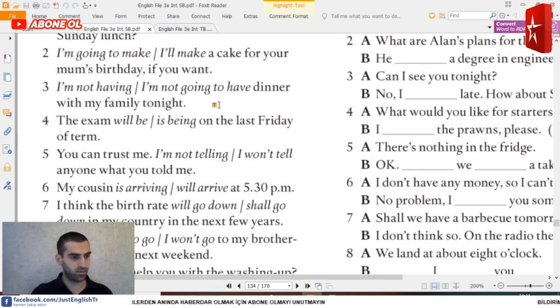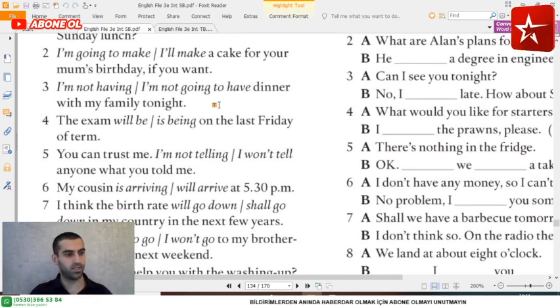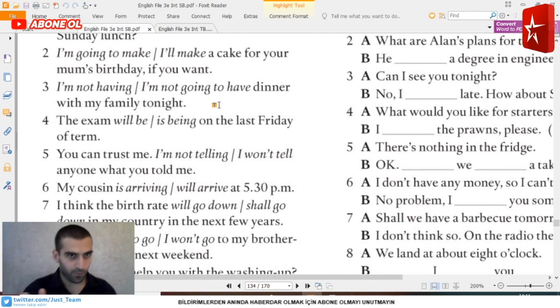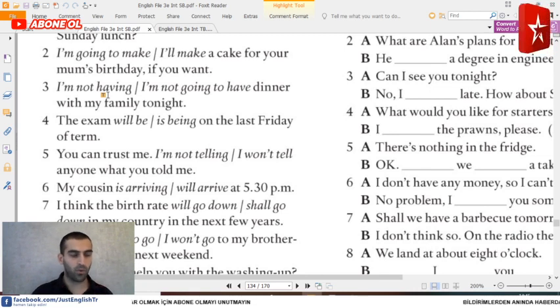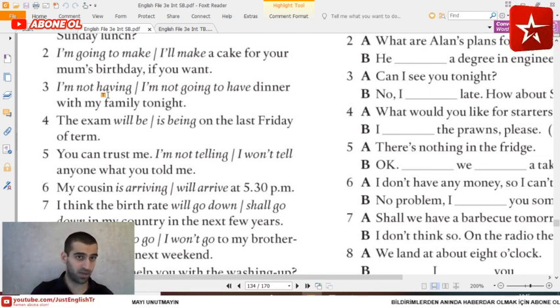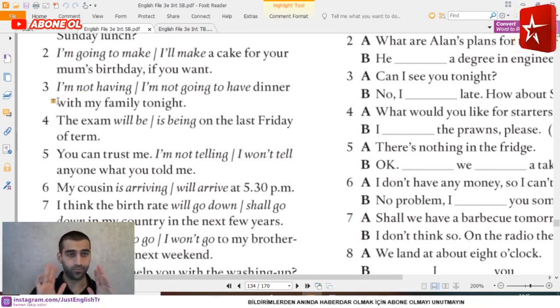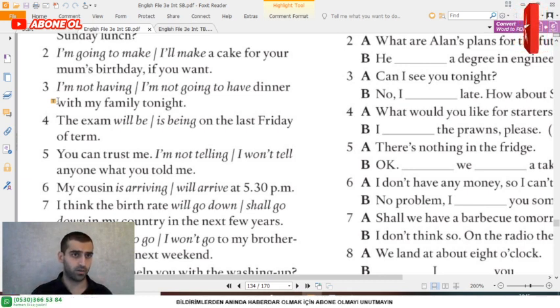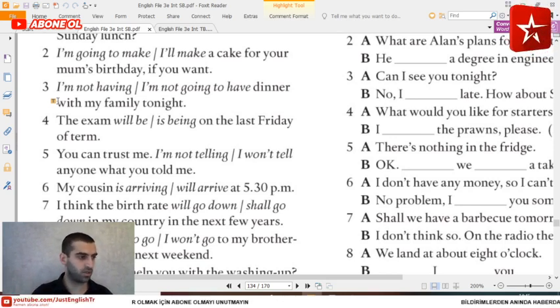Tuko says going to have. Merve says I'm not going to have. Azma too. Actually, in number 3, both of them are correct. I'm not having, or I'm not going to have dinner with my family tonight. Both answers are correct. Okay, so alright guys, thank you.